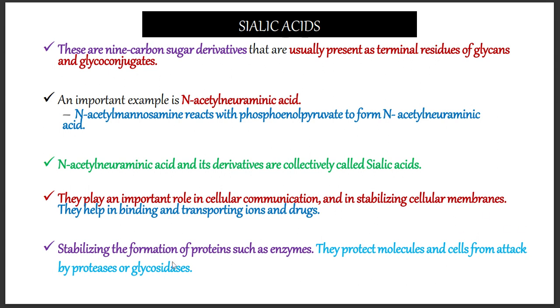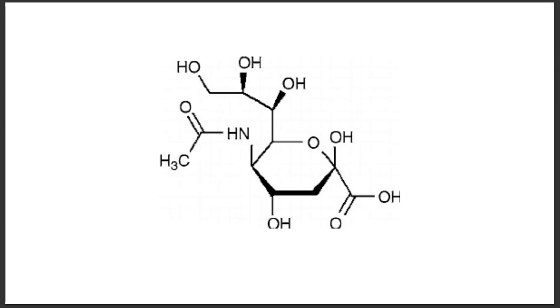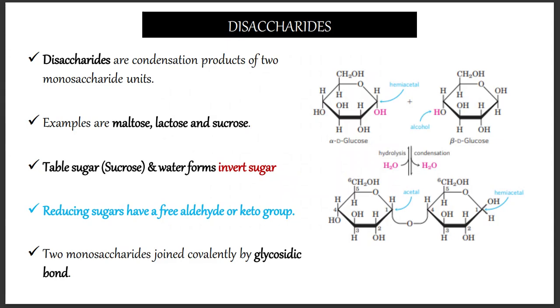Apart from that, they are also used in the formation of proteins like enzymes. We know that enzymes are basically proteins. So they also protect molecules and cells from attack by proteases and glycosidases. A protease is something that will break down a protein, and glycosidases will break down a carbohydrate. So this will be the structure. This thing is supposed to have 9 carbons. What I just needed you to see is the structure, but you don't need to master it anyway. That is how it looks.